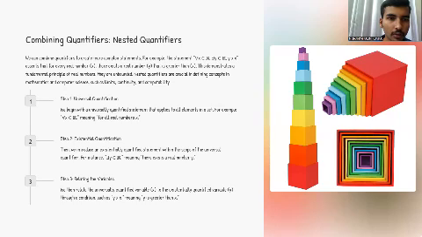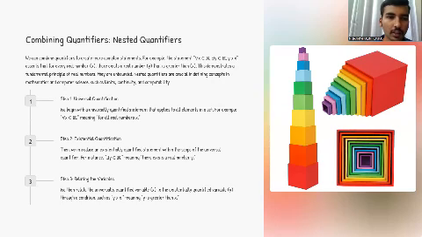Step 1. A universal quantification. We begin with a universally quantified statement that applies to all elements in a set. For example, for all x belongs to R, meaning for all real numbers x.